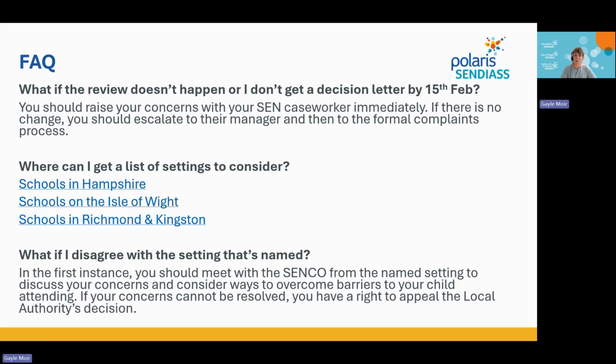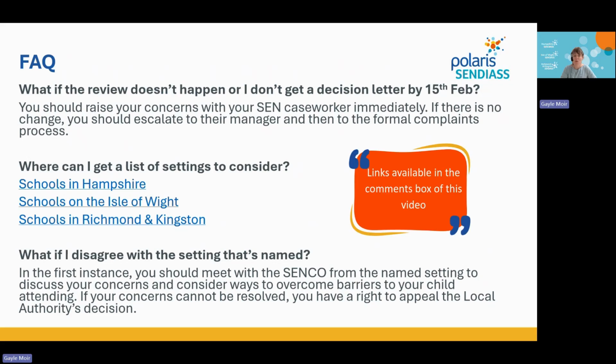Lots of parents ask us, where can I get a list of schools to consider? Because maybe you know those that are local to you, but want to make sure that you haven't missed any, or consider some that are further afield. There are some links on this slide that you can follow to each local authority area's school lists. It doesn't include independent settings, but those are readily available online. And again, if you have any problems finding them, you can contact us.